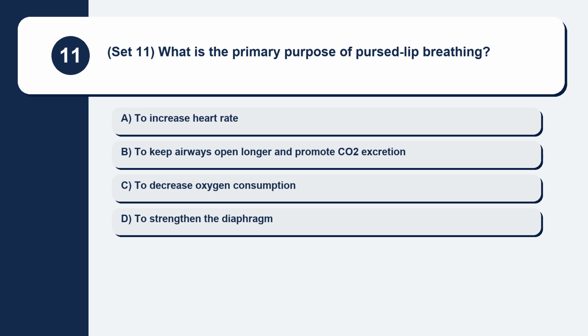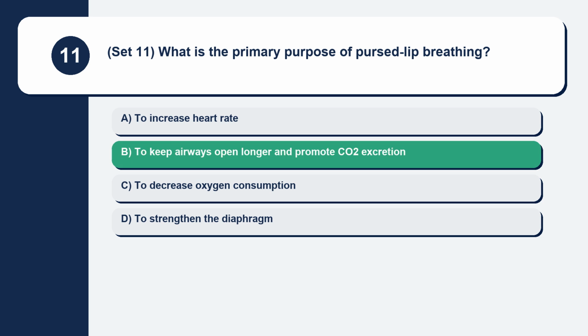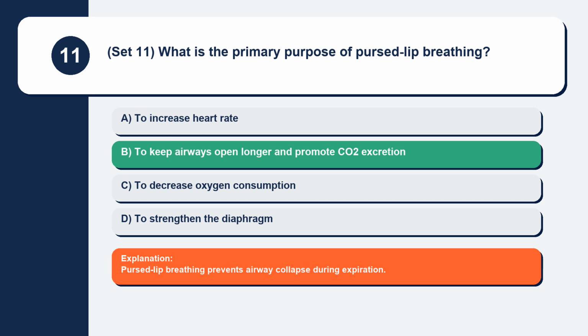Question 11. Set 11. What is the primary purpose of pursed lip breathing? To increase heart rate, to keep airways open longer and promote CO2 excretion, to decrease oxygen consumption, to strengthen the diaphragm. Pursed lip breathing prevents airway collapse during expiration.